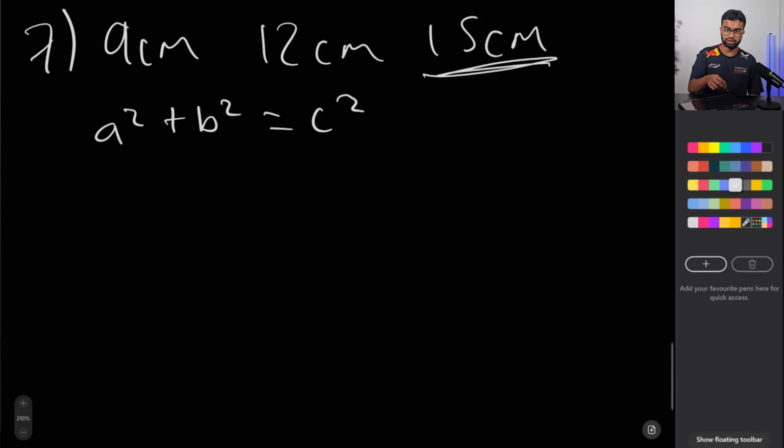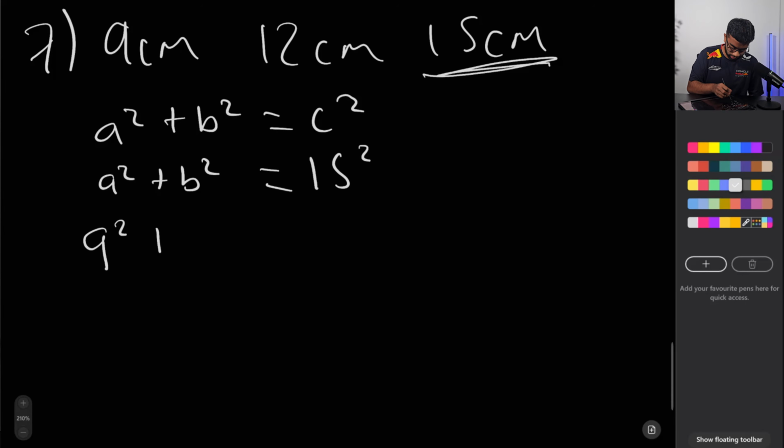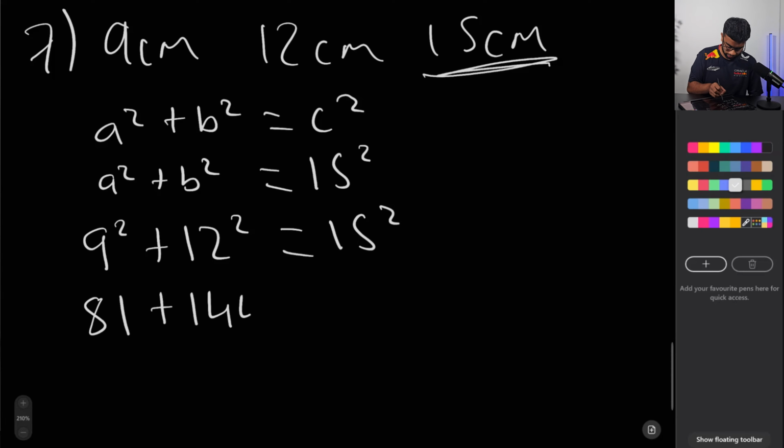So if this is a right angled triangle, then a squared plus b squared should equal 15 squared. And obviously it doesn't matter if you do a as 9 or a is 12, because we're just adding them anyways. So let's say a is 9 and b is 12. So we'd have 9 squared plus 12 squared should equal 15 squared if this is a right angled triangle. So 9 squared is 81 and 12 squared is 144.